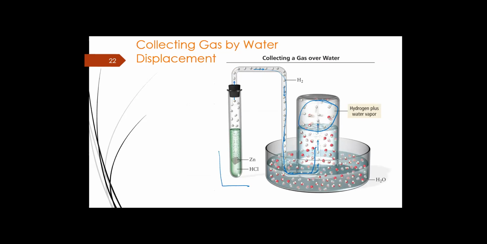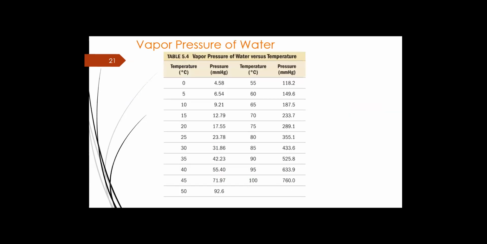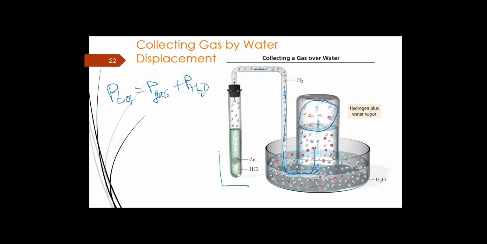And so that total pressure is the pressure of the gas we want plus the pressure of the water that's turned into water vapor. And so depending on your temperature, we can find the partial pressure of that water going all the way up. Now, the hotter it gets, the closer to boiling it gets, the higher and higher that partial pressure will go.